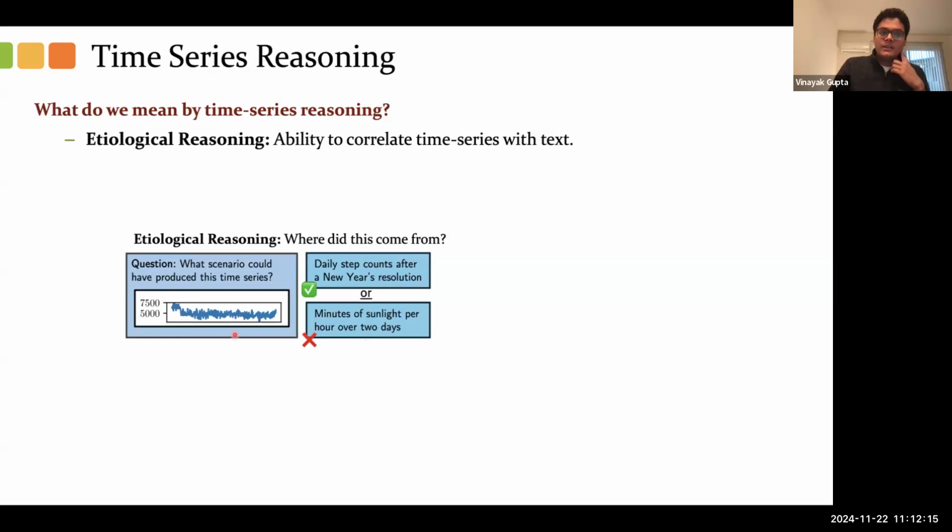For example, in this scenario, you have a time series, and you have to understand what is the right description of it, like which can be the better generator for this time series. So in this case, the values for the time series are between 5,000 and 7,500. So the first sample is daily step counts after New Year resolution, or the minutes of sunlight per hour over 2 days. So the minutes cannot reach these high values. So this is going to be the most likely answer.